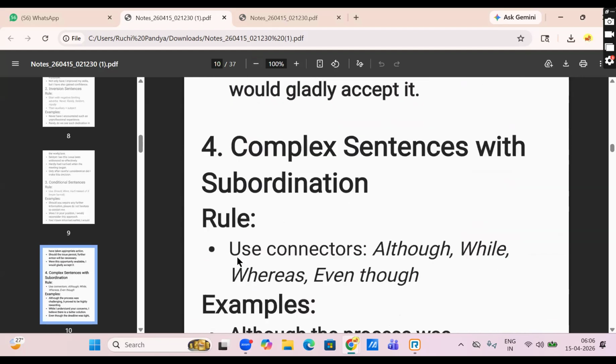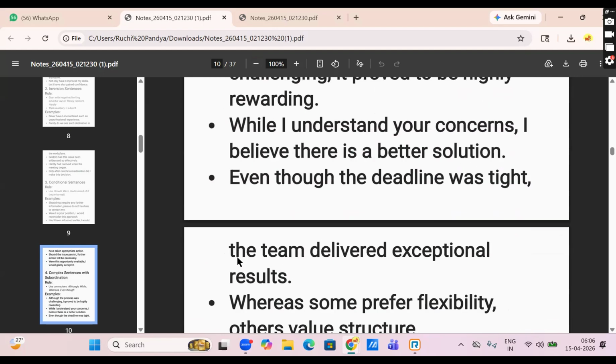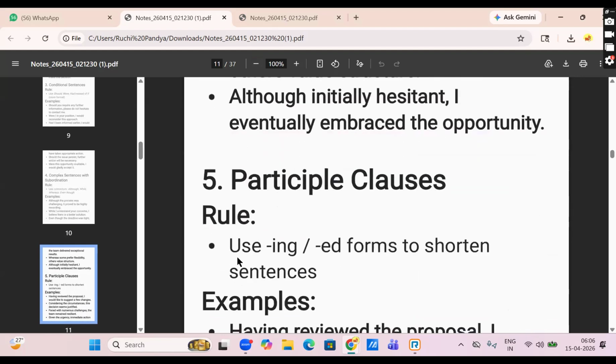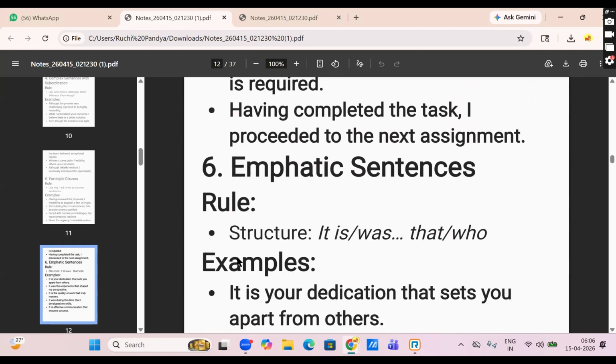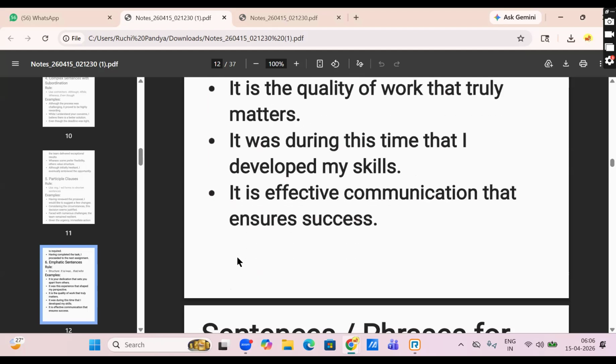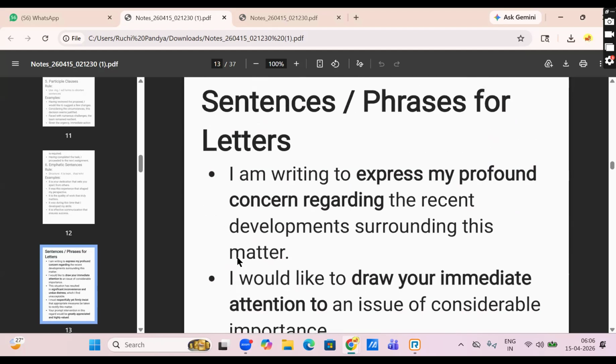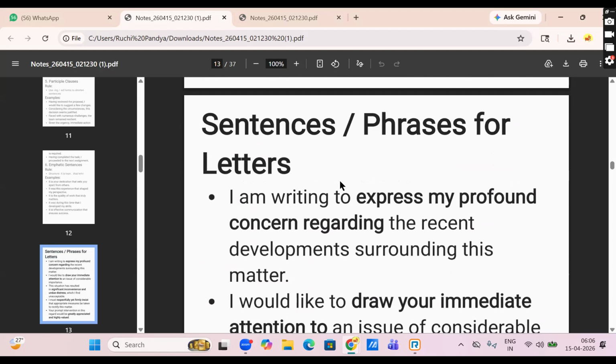Then complex sentences with subordination, we'll go through all of them. Participle clauses too. But for now, let's come to this part. Okay. Again, back to exposure.